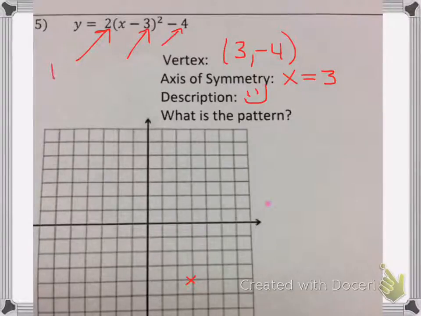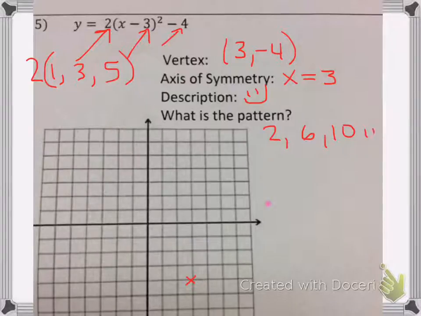And then I know that my pattern is normally 1, 3, 5, but I have this 2 out in front, so I have to times my pattern by 2. When I do that, I get 2, 6, and 10. Now again, my pattern keeps continuing, but that's enough for us to graph here. We're going to go over 1 and up 2, over 1 and up 6, and then over 1 and up 10 if we wanted to keep going. Our graph comes through those ordered pairs, and we're done right there.